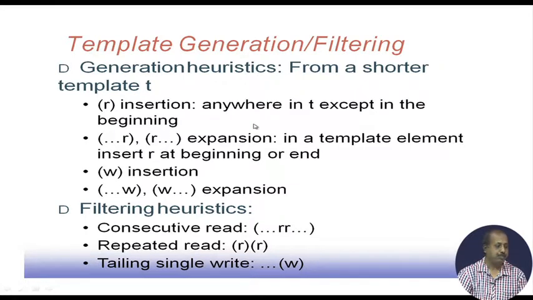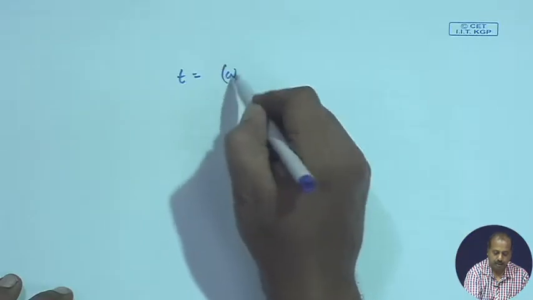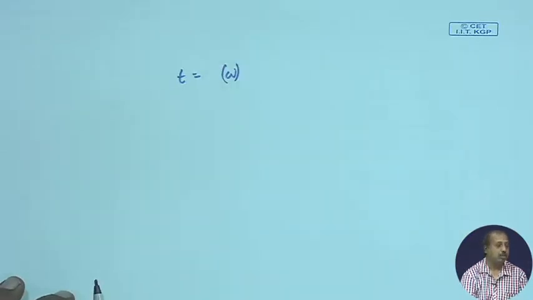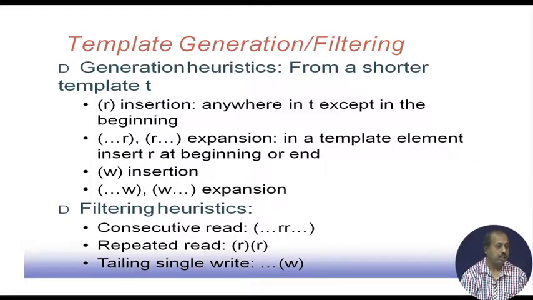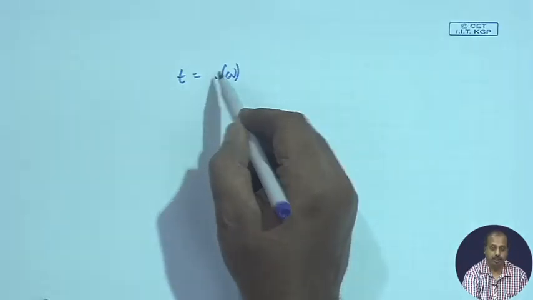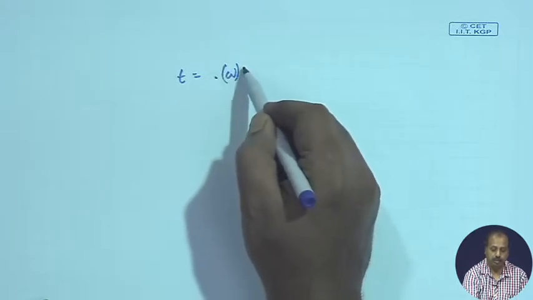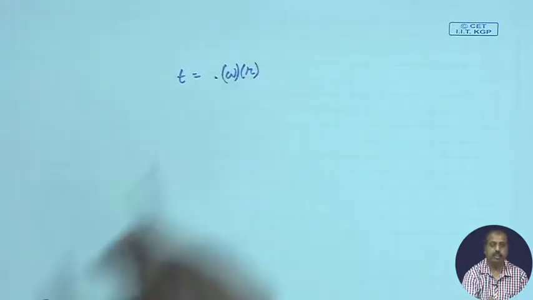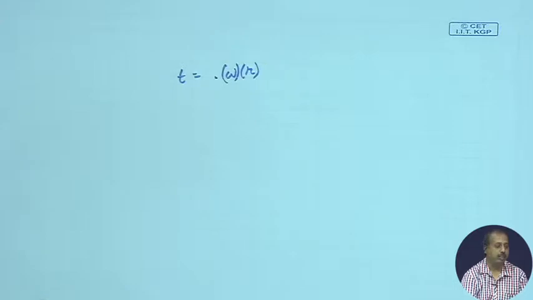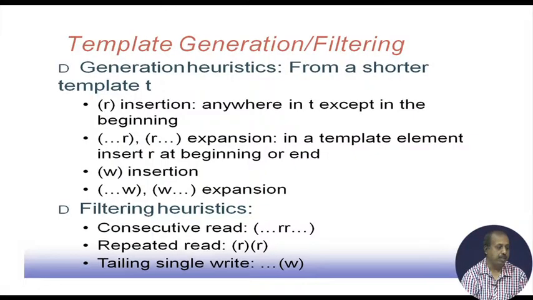So, in your template T maybe we have got a single write. In this we can introduce a single standalone read operation, like this. I cannot do it at the beginning because there is no point doing a read operation before doing any write operation. So, this read operation may be inserted after the write operation. So, that is one extension of the template T.